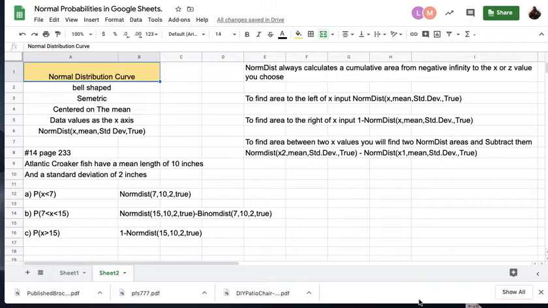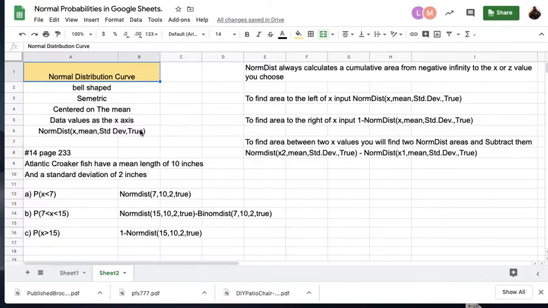You could do it in a TI-84. You could do it in Microsoft Excel. We're doing it in Google Sheets because I know it's available to everyone. Again, keep in mind we're going to use this normal distribution function that we used last week. Last week we input the z-score, a mean of 0, and a standard deviation of 1.